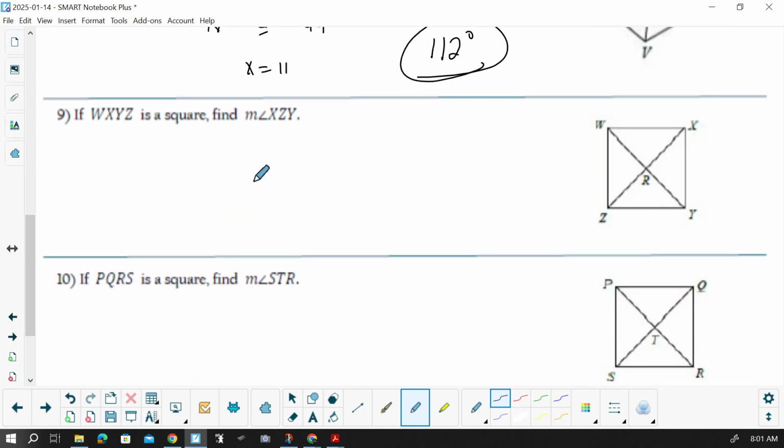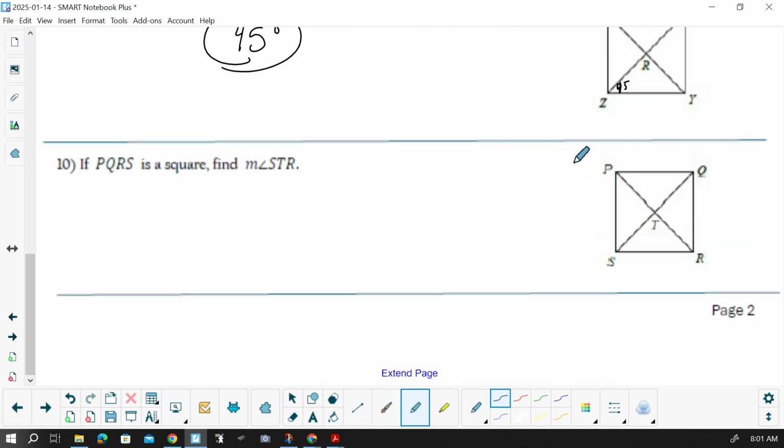Number 9. Find XZY. Well, it's 45. We don't have to do any calculating for a square. They're all 45s or 90s. Okay? If it looks like that, it's a 90. If it looks like this, it's a 45, right? 90, 45. So if it looks this size, it's a 45. If it looks that size, it's a 90. Okay? So XZY, 45.